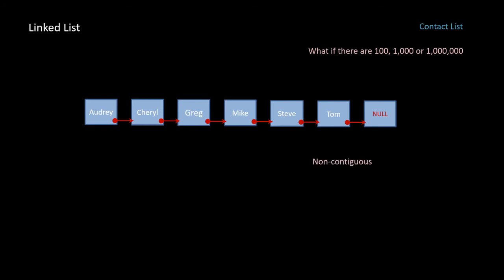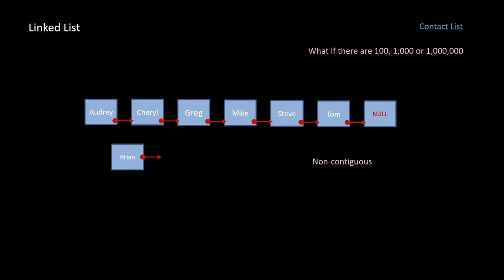So it's important to understand that this is non-contiguous. It's not like an array where it has to be in a sequence starting at element 0 and continuing on. This can happen all over the place. Okay, so if I want to put Brian in here, we're looking at a different scenario altogether than, say, a vector or a normal array.